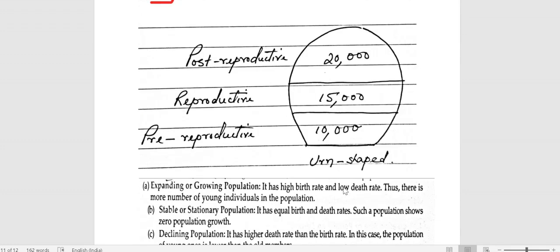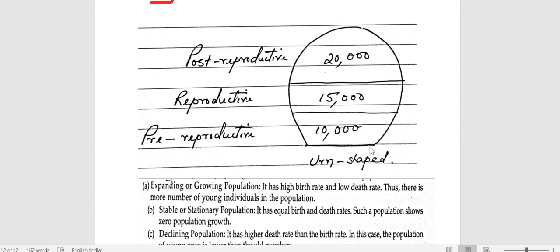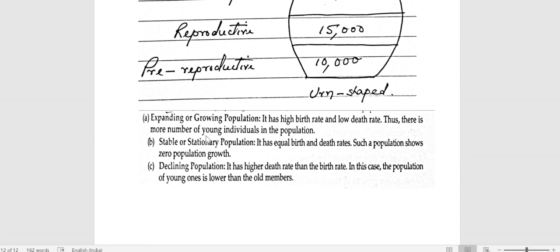So let's see. This is the diagram, and the diagram which we got is an urn-shaped age pyramid, where the pre-reproductive they have given 10,000, reproductive 15,000, and post-reproductive 20,000. So this way you have to draw this age pyramid. They also asked one question, when the population will be growing or stable or declining.